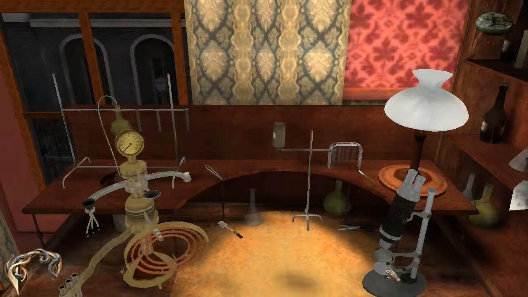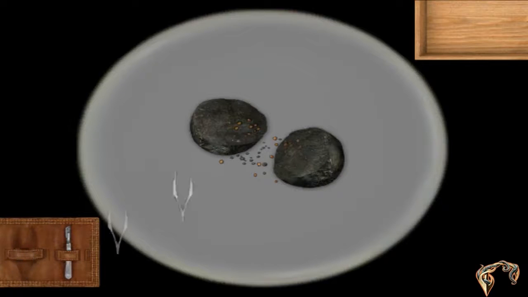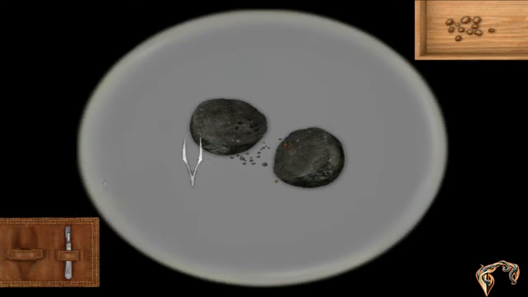So, small lump. Let's look at that. Maybe cut it open. Yep. And pick these. The meatball ignited but failed to burn completely. Meatball? There are, without a doubt, mustard seeds present, probably in exotic form. What could be the other components, I wonder? Oh, that was a meatball?